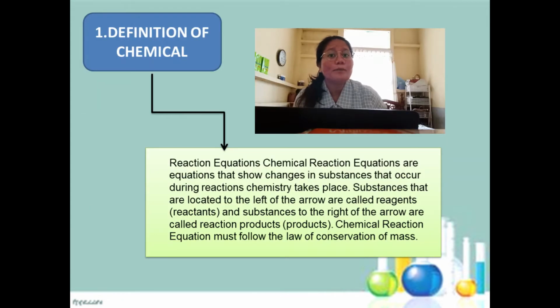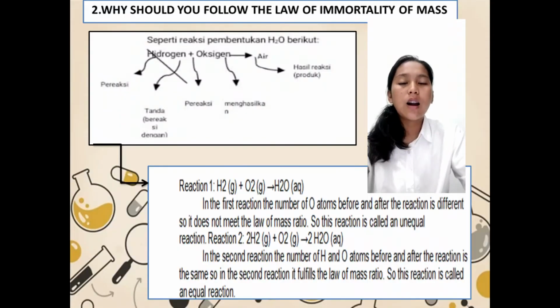Okay, the first part is the definition of chemical reaction equations. Chemical reaction equations are equations that show changes in substances that occur during chemical reactions. Substances to the left of the arrow are called reagents or reactants, and substances to the right of the arrow are called reaction products or products. A chemical reaction equation must follow the law of conservation of mass. I will explain why you should follow the law of conservation of mass.